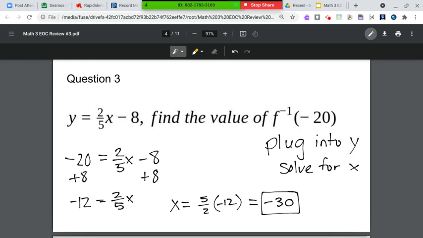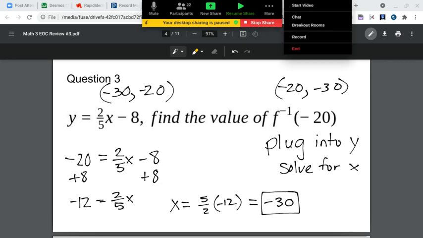So essentially, on our original function, the ordered pair negative 30 comma negative 20 lies. And so on our inverse function, negative 20 comma negative 30 lies. Because they are inverses, the x-y ordered pair flips. Okay, take a minute, make sure you've got that.